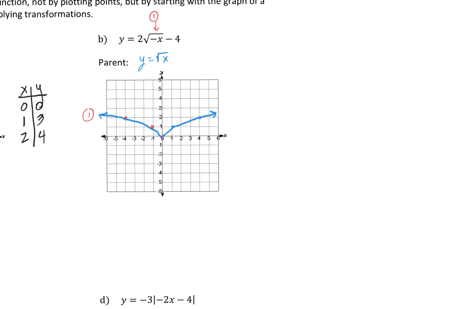All right, so we have reflected. The next thing we're going to do is this 2 out in front. That says we're going to do a vertical stretch by 2 units. So what does that mean with our graph? It means that all the y values are going to go up by 2 units.